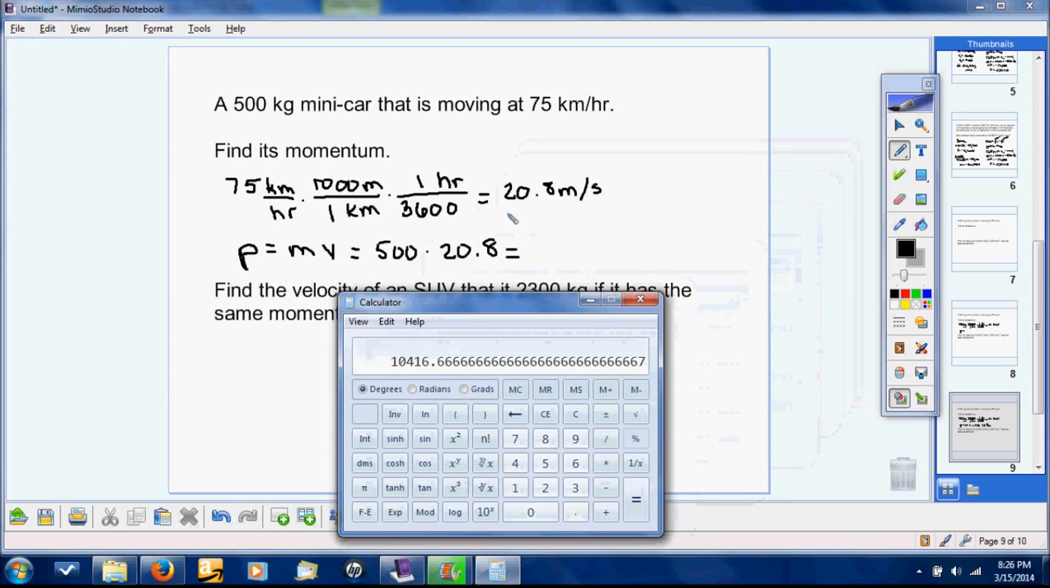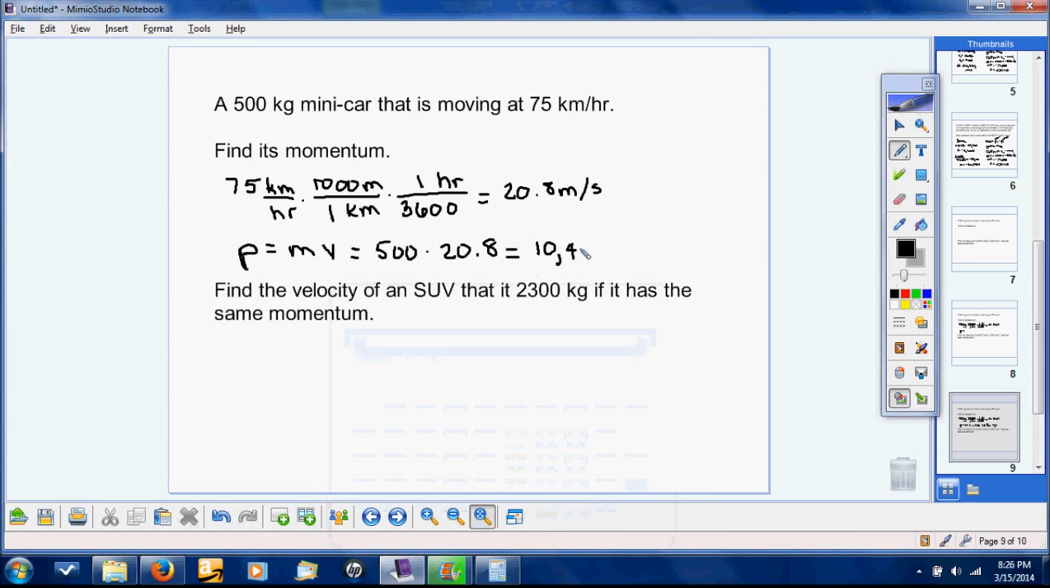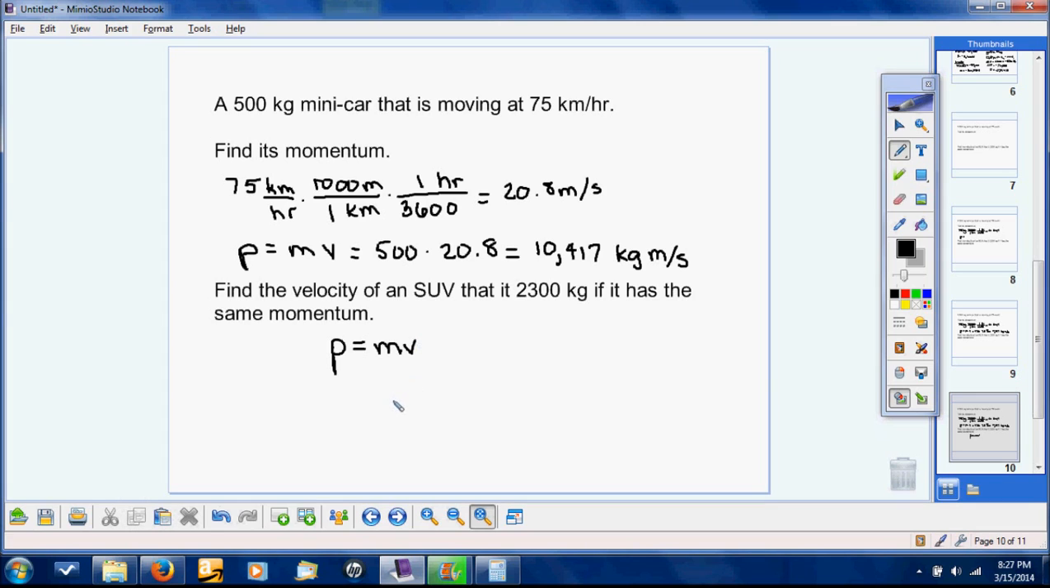And so the momentum of this mini car is 10,417, and our unit is kilogram meters per second. The velocity of the SUV, that's 2,300 kilograms, if it has the same momentum. Same momentum. So we have to think about, well, what do we do with that? You still have P equals mv. P is the same value that we just found, 10,417. So 10,417 equals different mass, 2,300, times the velocity.